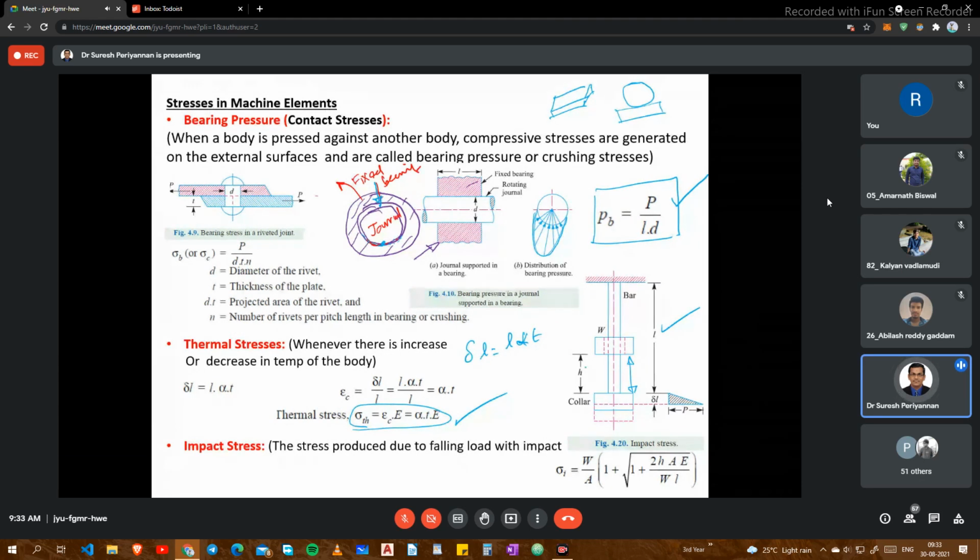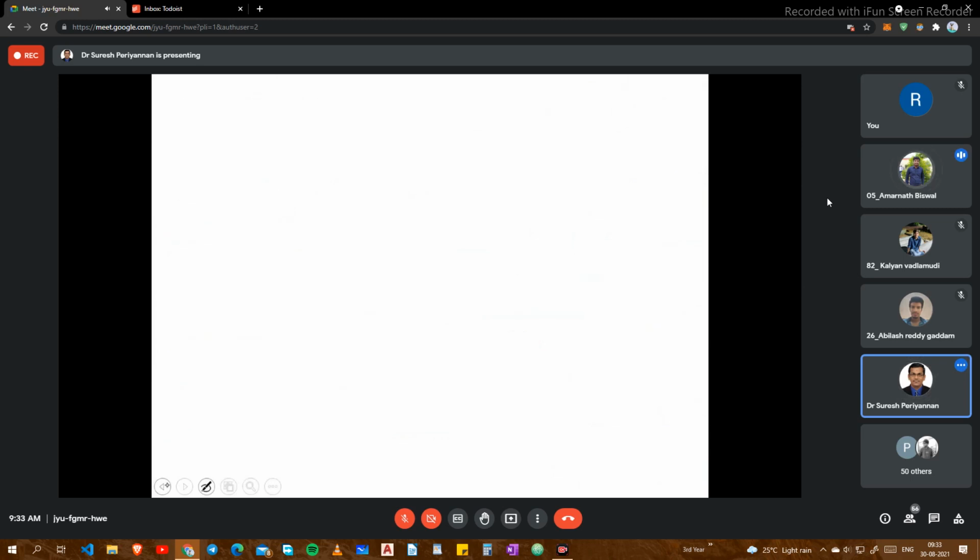Now, suppose the H is 0. What kind of stress? Can anyone tell? Suppose H is 0. I already gave you a good example in the first class: in car crash analysis, most of the things they are considering impact stress, impact load. Now, if H is negligible, what type of stress? Sudden stress. Yeah, static stress. Thank you.